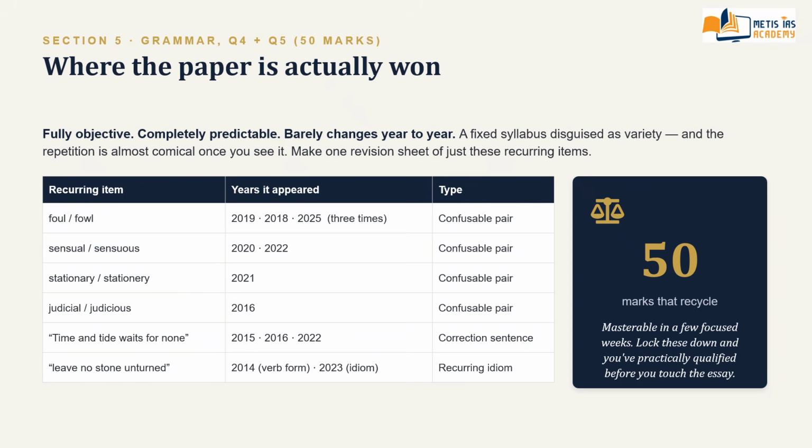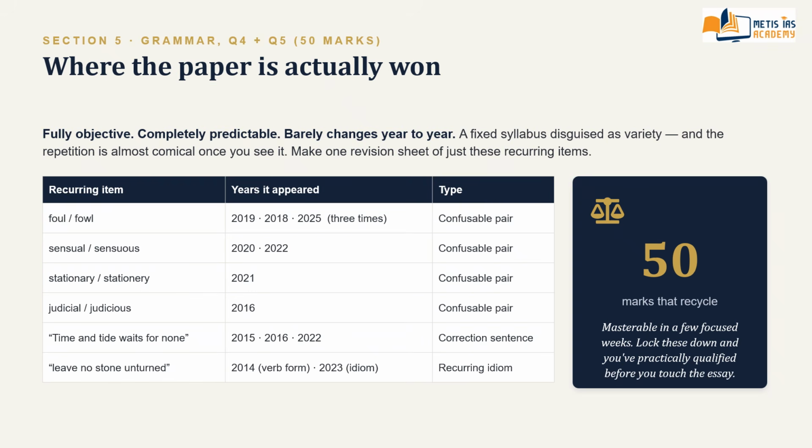Why? Here is why. The essay is subjective. Even a great essay might score moderately. Comprehension is getting harder day by day. But question number 4 and question number 5, they are fully objective, completely predictable, and barely change year to year. The same subtypes appear every single time.